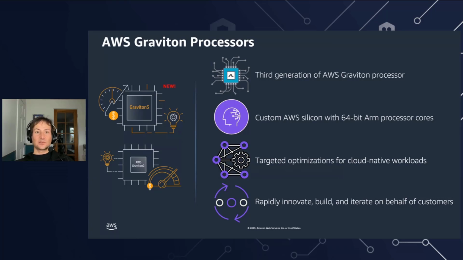Graviton 3 is the latest generation of the Graviton processors that we announced in 2021. It's now available in a couple of form factors like C7G, M7G, and R7G. And we are releasing them in more and more regions. They're available in 5 regions right now.